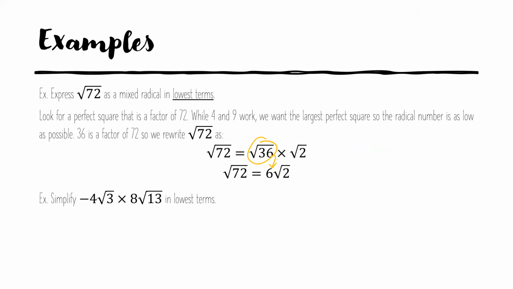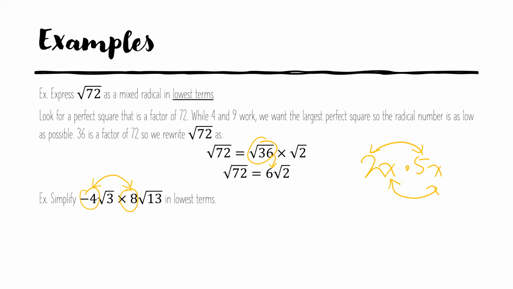Let's look at another example here. I have simplifying negative 4 square root of 3 times 8 square root of 13. Once again, same rules that we talked about. The coefficients of the radicals, I simply multiply together, just like terms. If I had something like 2x times 5x, you would multiply the coefficients first, and then you multiply the variables next. In our case, same idea.